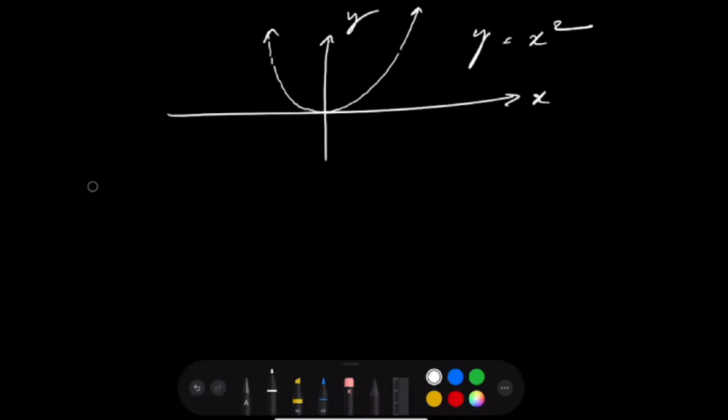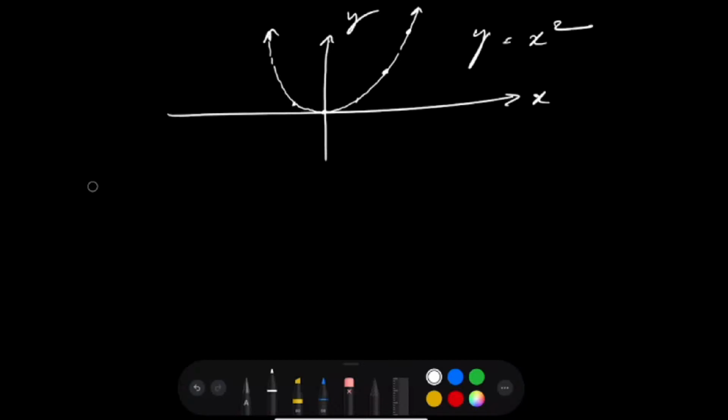Why will the graph be in this shape? Because you can plot and see, for 0, y will be 0, for 1, y will be 1, for 2, y will be 4, for 3, y will be 9. So y is increasing more rapidly, that's why it will curve upwards.